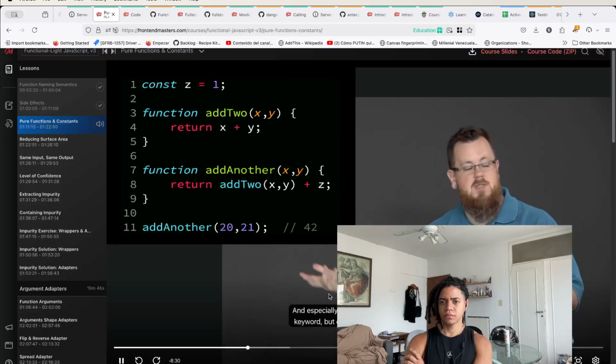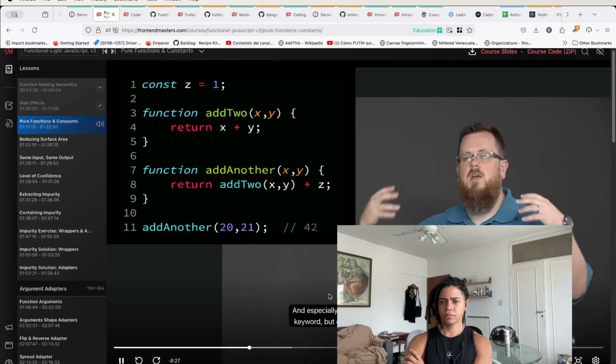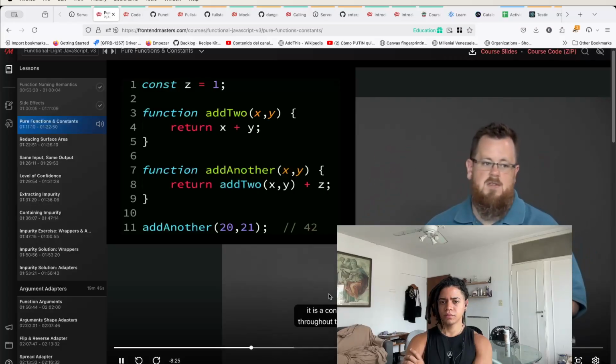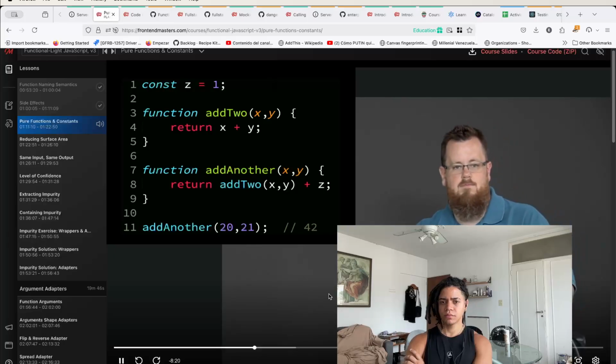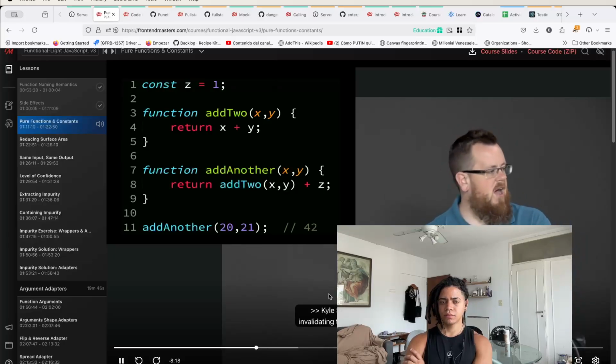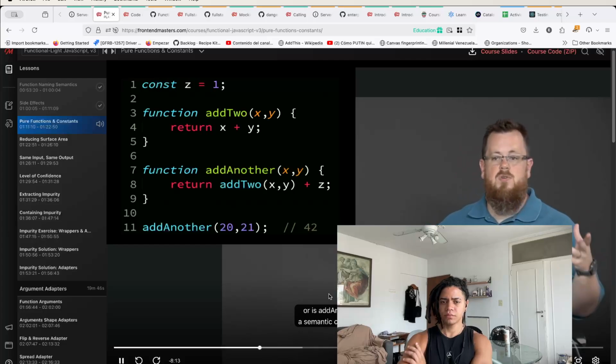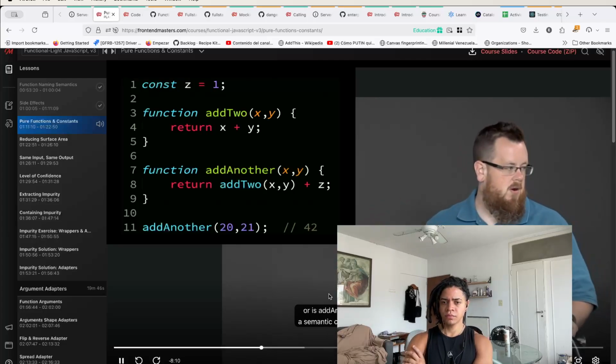And especially since we're using the const keyword, but even if we weren't, because it is a constant, it doesn't change throughout the lifetime of the program. So really, is it invalidating this as an impure function, or is add another simply referring to a semantic constant placeholder?